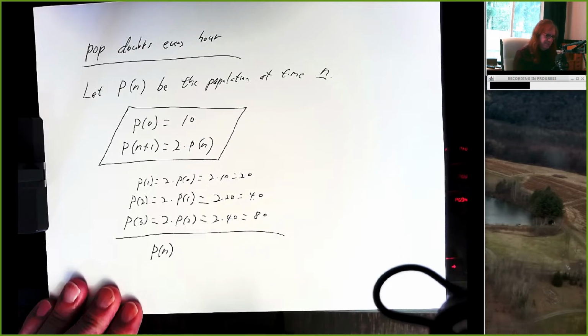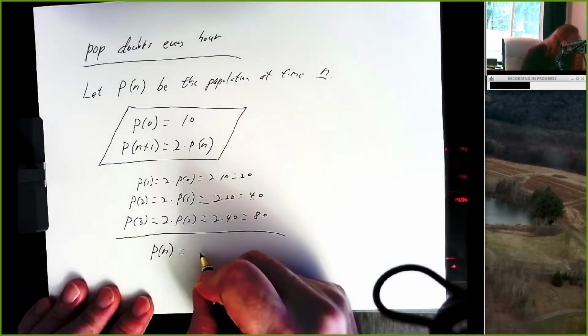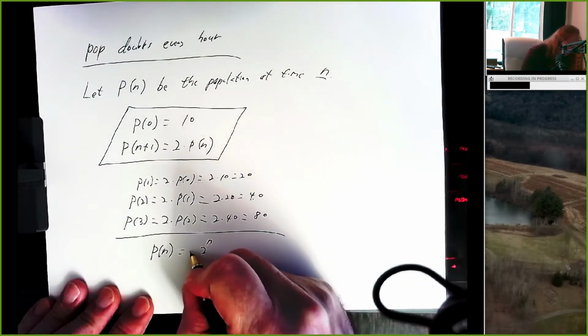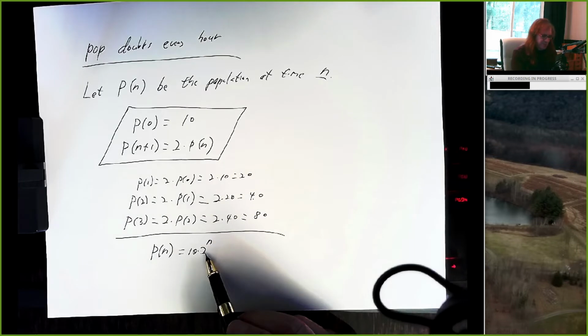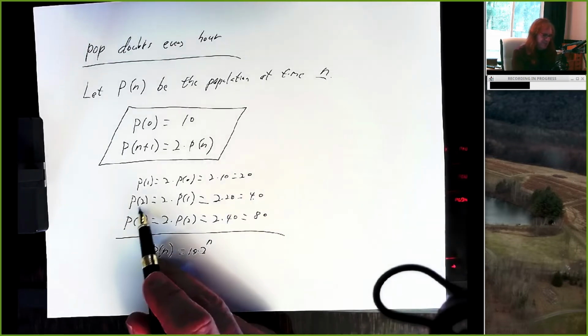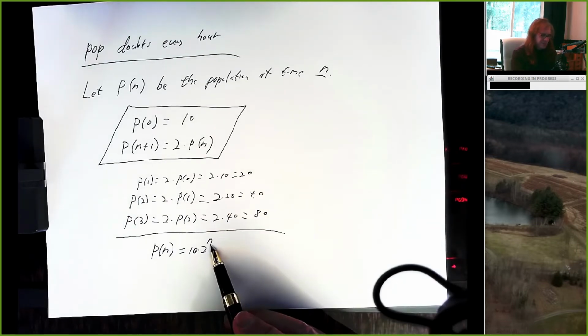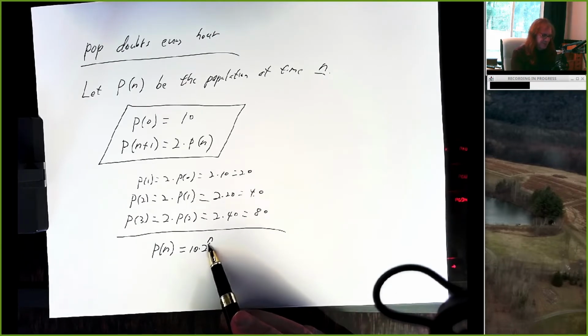2 to the n P of n. So 10 times 2 to the n. Right? So if n is 1, this is 2 times 10, which is 20. If n is 2, this is 2 squared, which is 4, times 10 is 40. If n is 3, this is 10 times 2 cubed, which is 80.